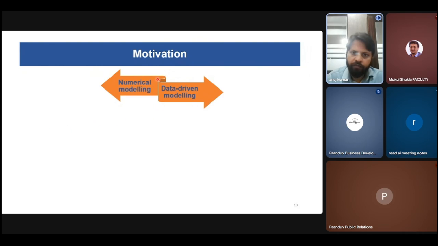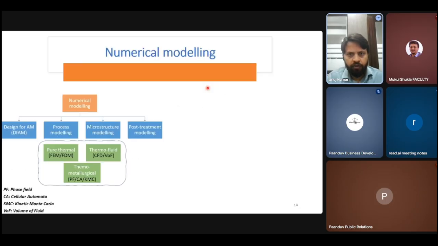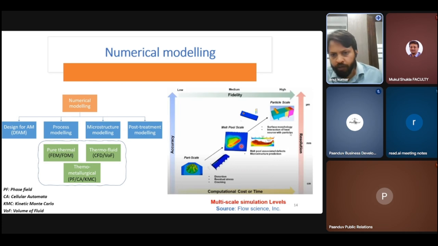We can have two ways. We can go for numerical, mathematical, or computational modeling. And as Sir rightly said, given the buzz of AI and ML, we can go for data-driven modeling as well. In numerical modeling, we can have different domains. We can design for additive manufacturing. We can model the process of additive manufacturing. We can model the microstructures. We can model the post treatment like the HIP process, etc. This is the important slide: if we have decided that we have to model or simulate the process, on which scale are we going to model it? We can model it on a part scale, on a big part scale.